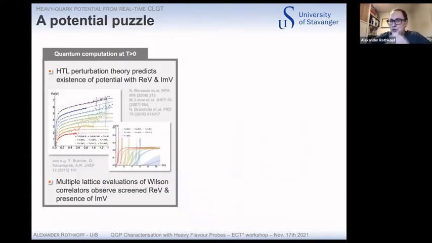Just to set the stage, I've told you in much detail what it is that we want to extract using hard-thermal loop perturbation theory. The community has shown that under certain scale hierarchies there exists a potential with a real and an imaginary part, and then we went ahead and used multiple lattice evaluations of the Wilson loop and Wilson line correlators to see indications of changes in the real part and the imaginary part of a potential from conventional lattice QCD.